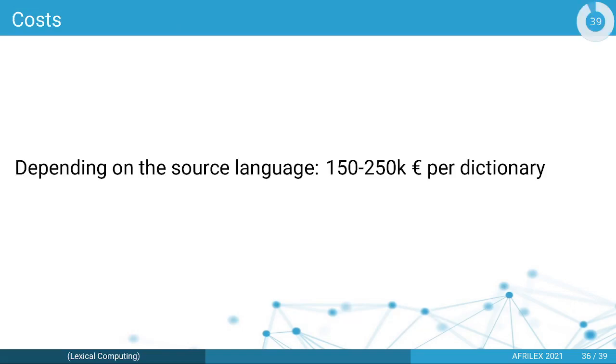The 7,500 person hours translates, depending on the dictionary, into something like 150 to 250,000 euros, which I think is actually quite a good price considering the size of the dictionary and amount of information that is in it. And additionally, as I said, I think the next one would be quite cheaper than that.